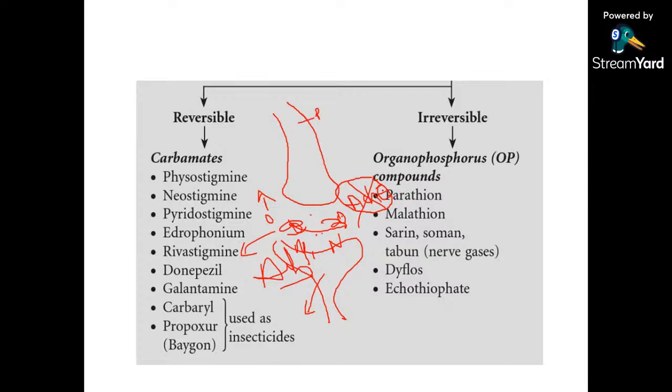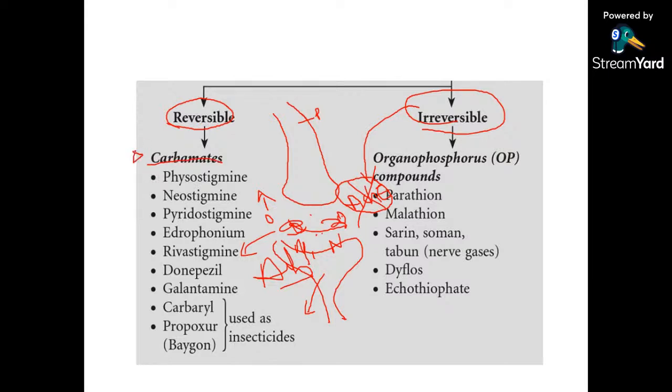So the drugs which inhibit these enzymes are of two types. One is reversible inhibitors and the other is irreversible inhibitors. Reversible inhibitors are those drugs which will bind the enzyme once and after some time dissociate from the enzyme. Whereas irreversible inhibitors are those drugs which bind on the enzyme but do not dissociate from the enzyme again. So in reversible inhibitors we have carbamates, all carbamates.